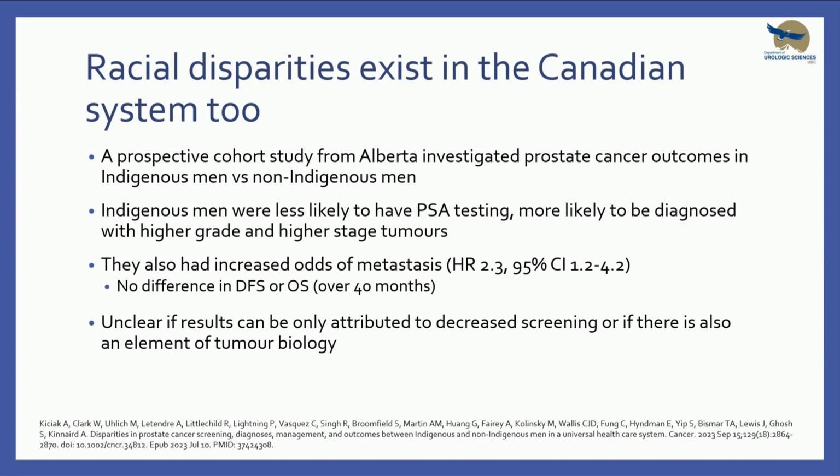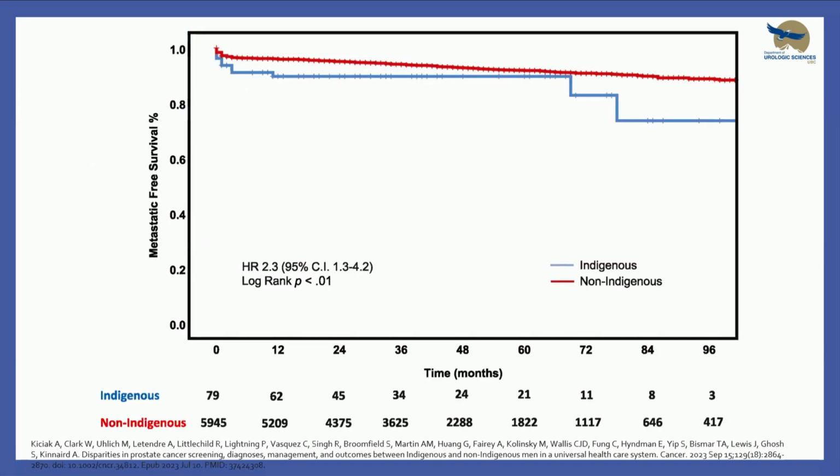And the authors point out it's unclear if the results can be attributed exclusively to decreased screening or if there's also an element of more aggressive tumor biology in this population. And this is just a survival curve of metastasis-free survival from that study. Those are Indigenous people in the blue, non-Indigenous in the red, and you can really see that there is a significant difference in metastasis-free survival.